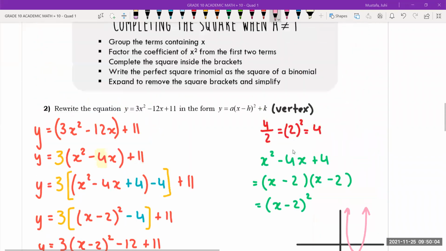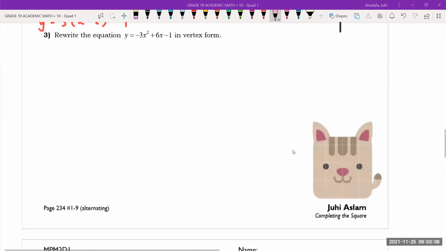Okay, so I'm going to start by just rewriting the question so I have a little bit more space. So y is equal to negative 3x squared plus 6x minus 1. Step number 1, I'm going to group the first 2 terms together as I always do. And I want to factor out the number that is in front of the x squared so I can get the x squared all by itself. And when I do that, I'm going to factor out the negative 3.